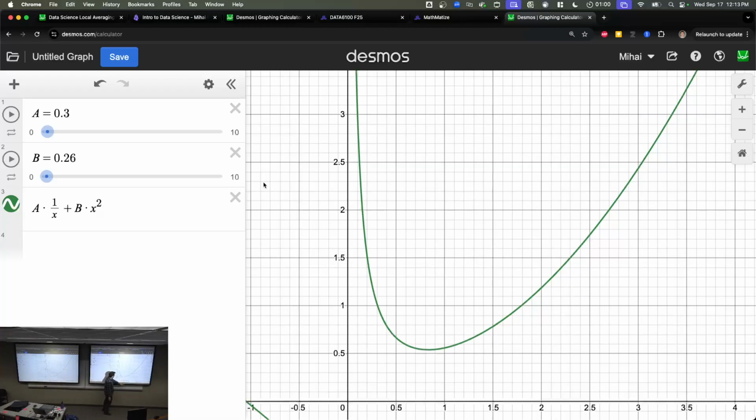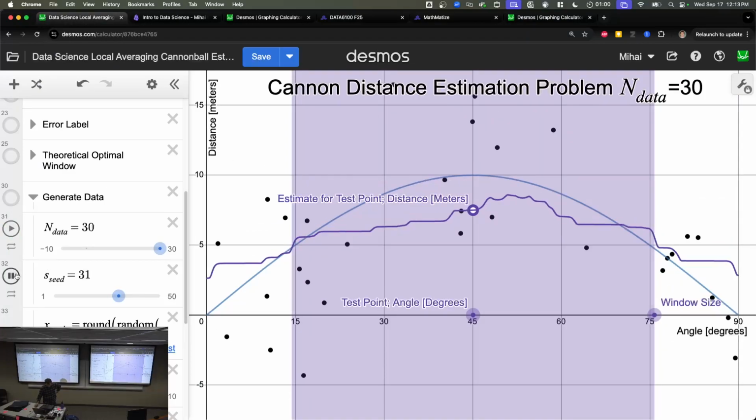And finding the value of delta that minimizes it means we have better error. We are predicting things as well as we can, finding the Goldilocks zone for that window size. Okay, let's do that in practice. Here is how I'm going to do it.